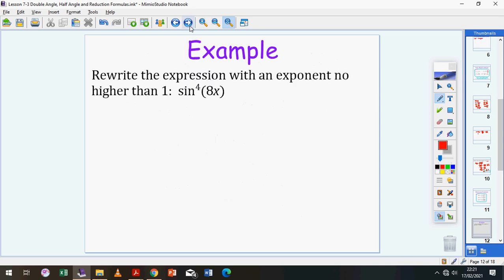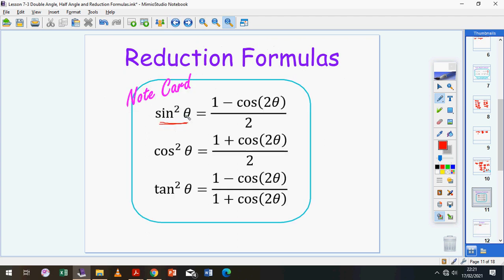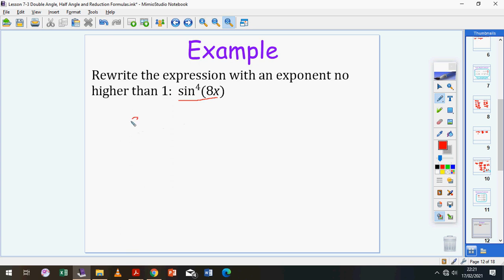I have sine to the power 4 of 8x. Obviously, I'm going to use the reduction formula for sine, right? Sine squared of x will be 1 minus cosine 2x divided by 2. Now, sine to the power 4 of 8x is the same thing as sine squared 8x, all squared, correct? So sine squared 8x alone, what's inside the bracket? Since the formula I'm using is sine squared of x is 1 minus cosine 2x over 2.